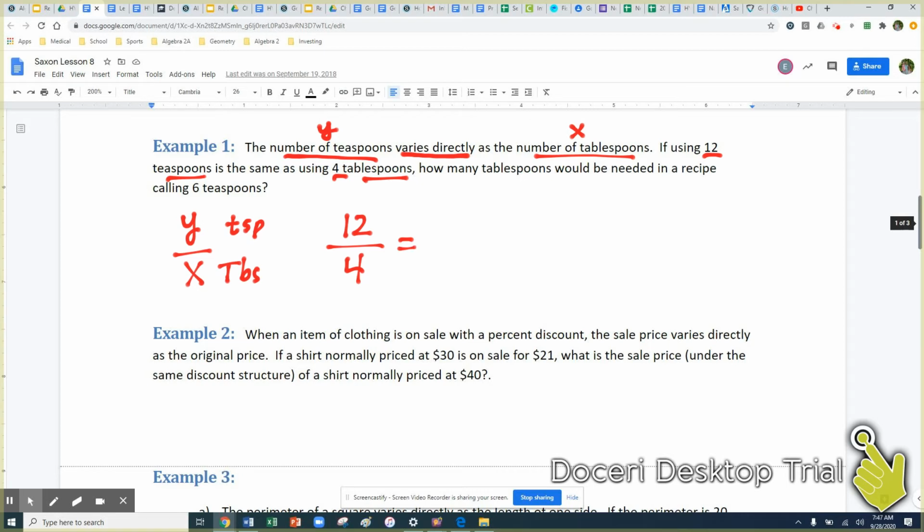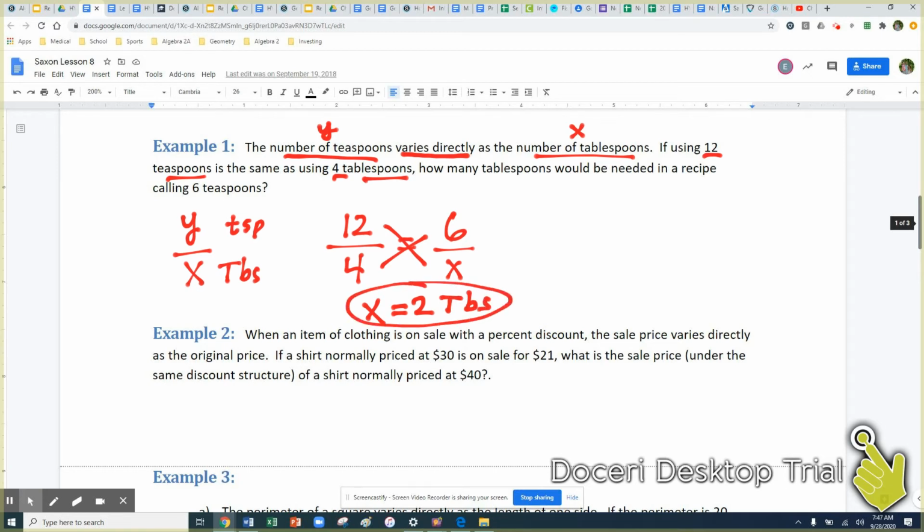How many tablespoons are needed in a recipe calling for 6 teaspoons? We're going to write a proportion, 6 over x. If we know there's 12 teaspoons and 4 tablespoons are equal, then 6 teaspoons is going to equal how many? So we can set up a proportion for this. When I set up that proportion, I can now cross multiply and divide. I go 4 times 6 divided by 12. I'm going to get x is equal to 2. My final answer would be 2 tablespoons.